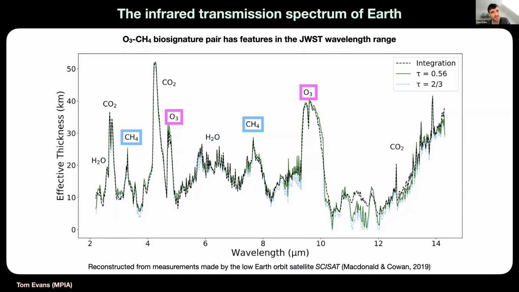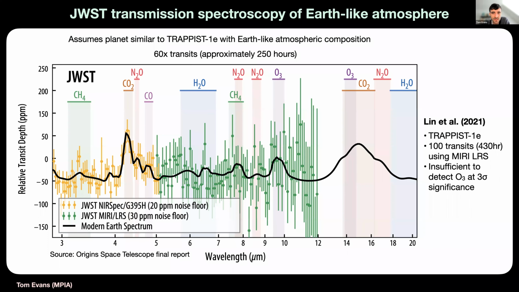JWST has spectrographs that cover the entire wavelength range shown here, but in practice will probably be limited to wavelengths shortward of about 11 micron for spectroscopy. That may or may not turn out to be the case, depending on how the longer wavelengths perform. But this range, shortward of 11 microns, still includes ozone and methane bands. And so since we don't have any constraints on the atmospheric composition of TRAPPIST-1e right now, we're still free to speculate. So we can ask the question, if TRAPPIST-1e does have an atmosphere similar to the modern Earth's, what might we be able to see?